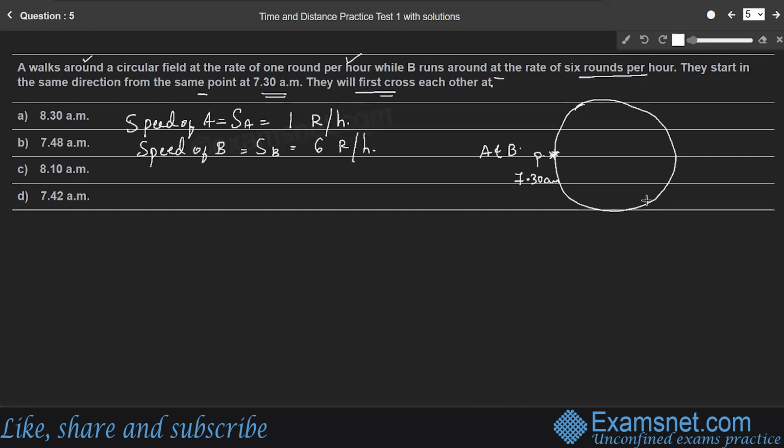Here, two bodies are moving in the same direction with two different speeds. When two bodies are moving in the same direction with two different speeds, we use the concept of relative speed. Right? So relative speed, when two bodies are moving in the same direction, the difference in their speeds is called relative speed. Right? Difference in their speed.